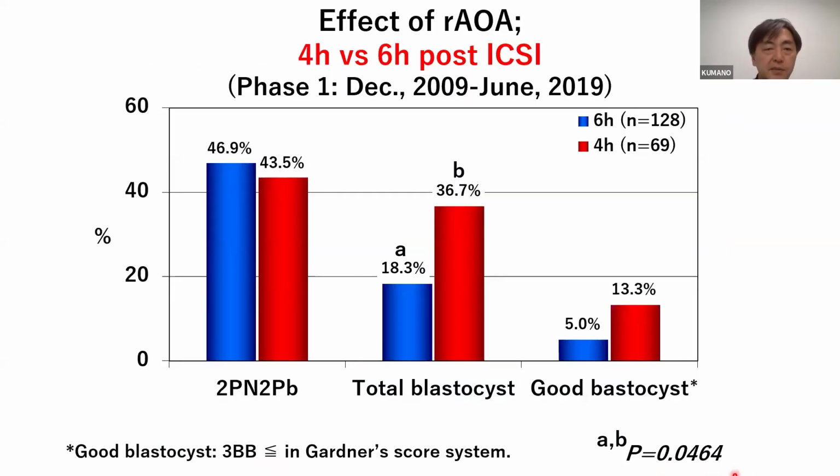Next, I compared the ionomycin treatment 4 versus 6 hours after sperm injection. As a result, the proportion of normal fertilization was almost the same between the two groups. However, total blastocyst rate was improved by the ionomycin treatment 4 hours after sperm injection. However, in this comparison, there was no non-treated control group.